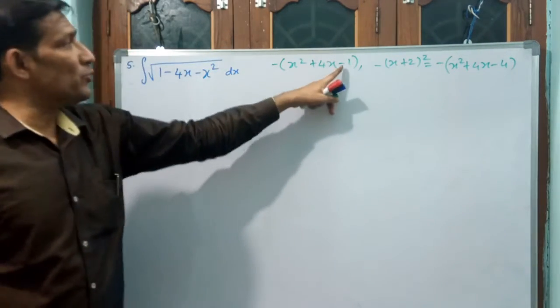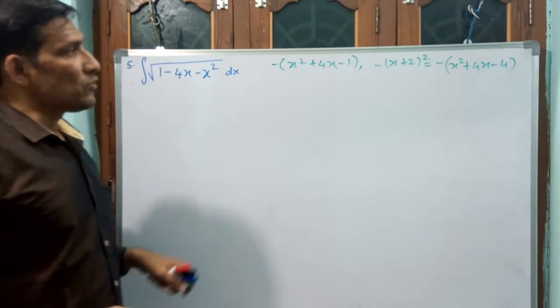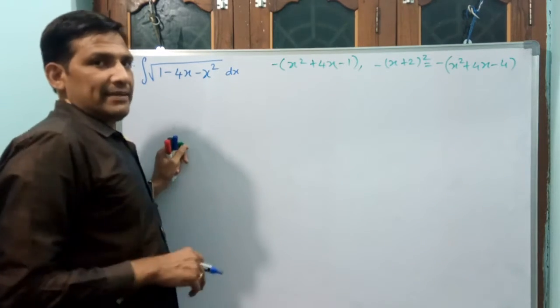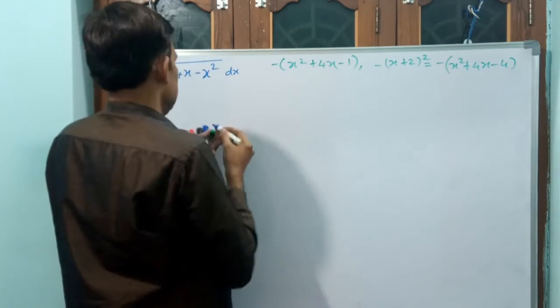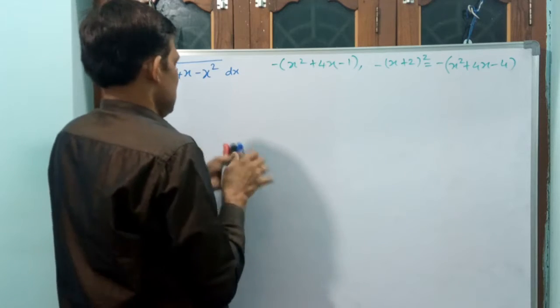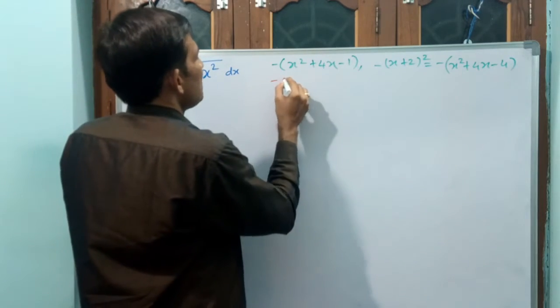But minus 4 you don't require inside. You require only minus 1. Then what you have to do? You have to add 3. If you add 3 inside, automatically you see what is happening here. What I am doing, you observe carefully. Minus will be like this only.